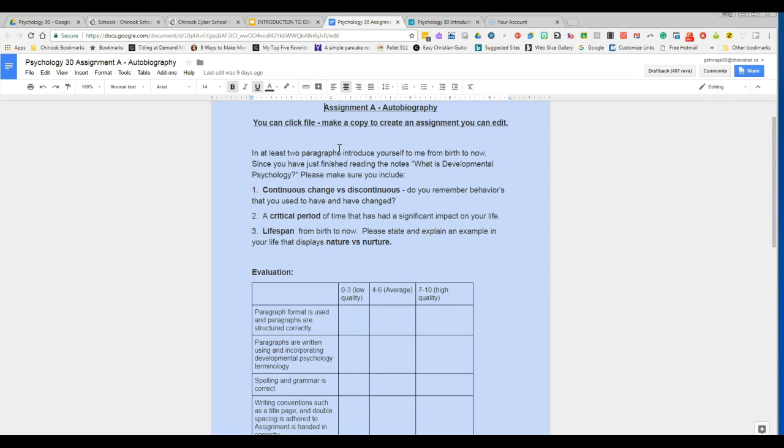A critical period, so include something about a critical period of time that had a significant impact on your life. Again, if that's not making sense to you, go back to the slide presentation. And then, of course, lifespan from birth until now. Please state and explain an example in your life that displays nature versus nurture, that genetic makeup versus how your environment has influenced you. Okay, 2 paragraphs.